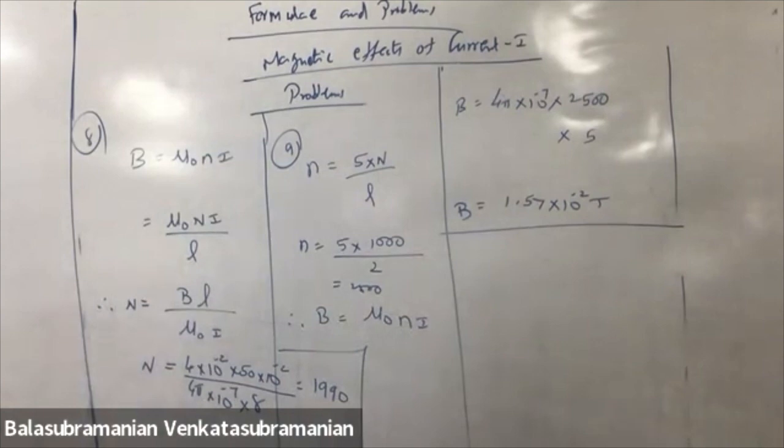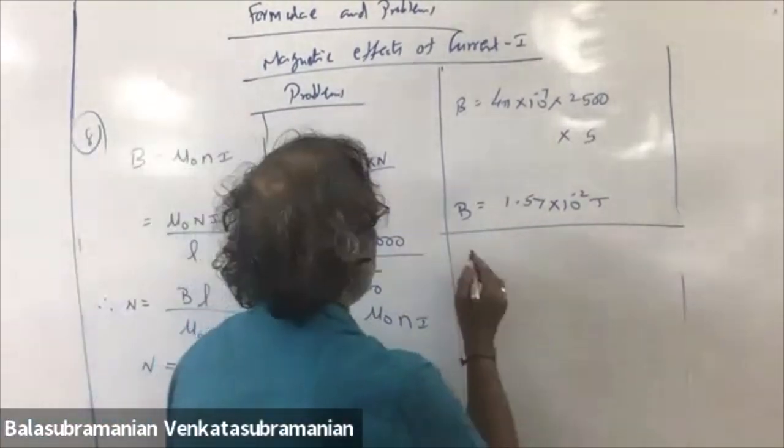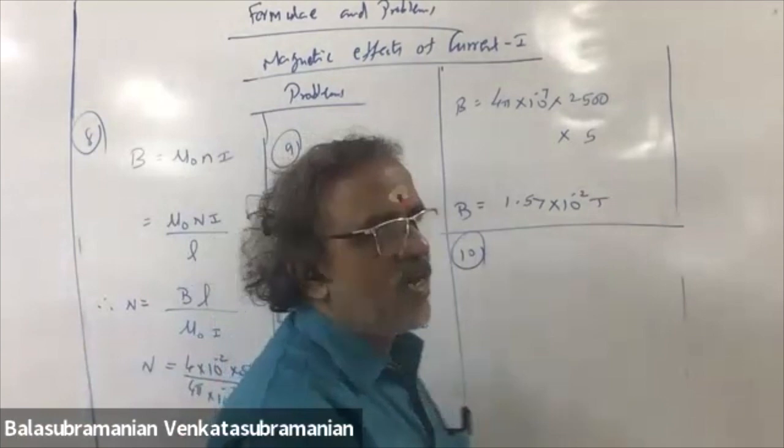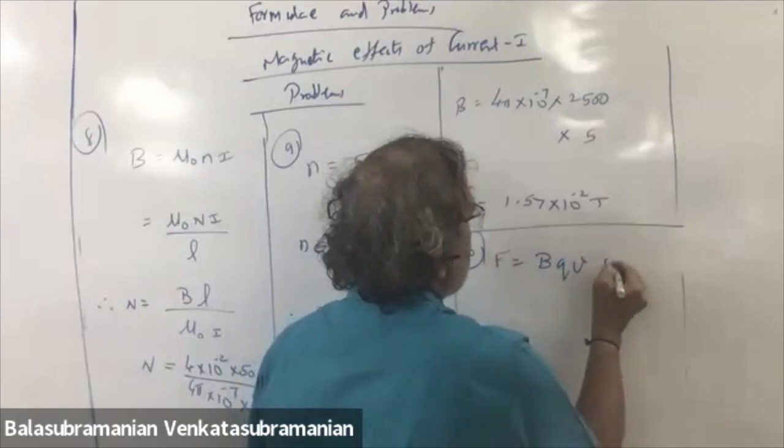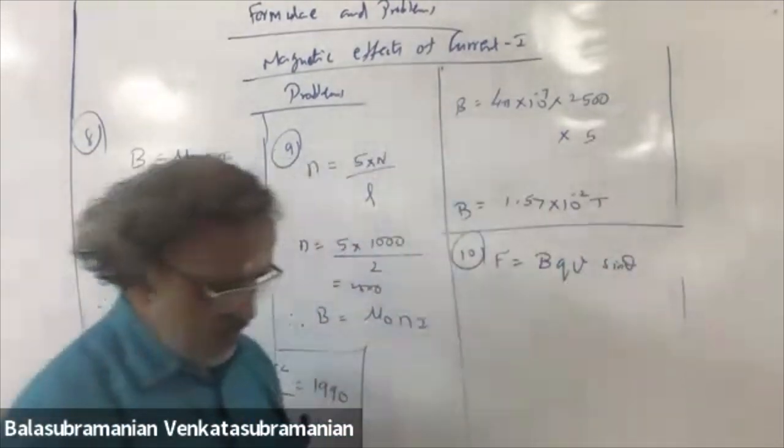Next, 10th problem. A proton enters a strong magnetic field of flux density 2.5 Tesla with a velocity of 1.5 into 10 power 7 meters per second at an angle of 30 degree with the field. Find the force on the proton. For a single charge, that is known as the magnetic Lorentz force. F is equal to BQV sin theta.